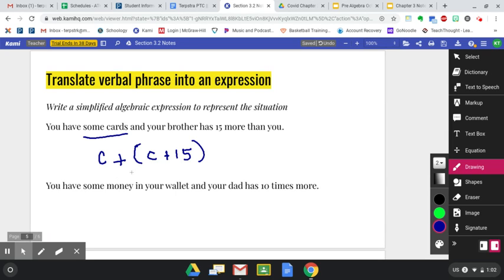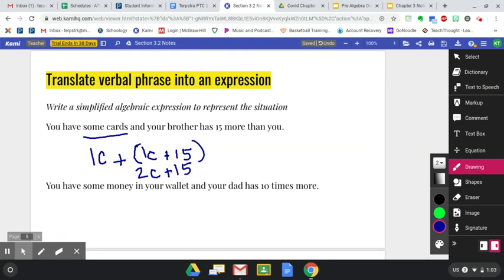So if I were to simplify this, my like terms are 1C and 1C. That would give me 2C plus 15. That is the simplified form of that.